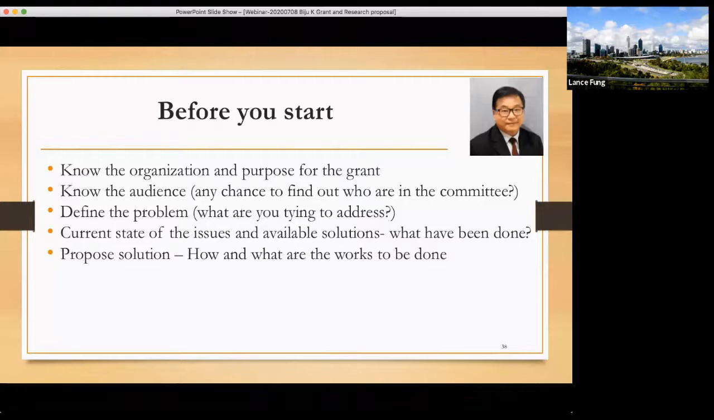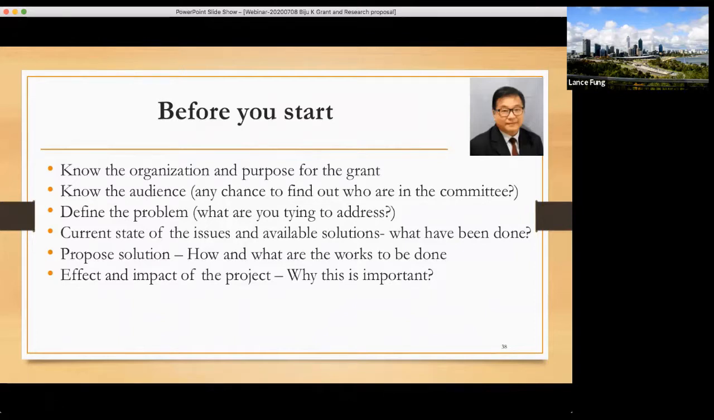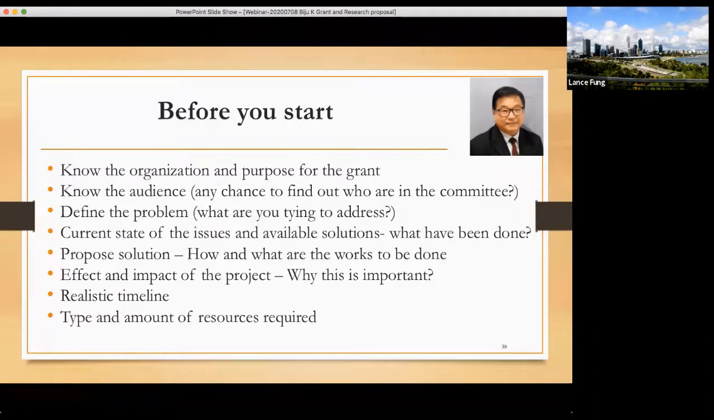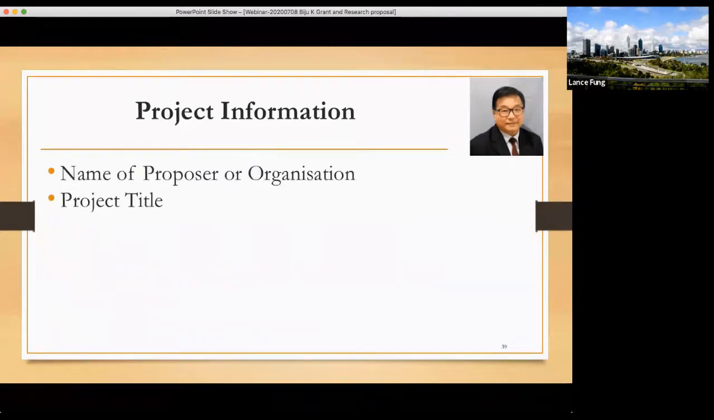What is the current state of the issues? What have other people done about it? What is the proposed solution, and how are you going to work on that? It is very important to explain how you see the impact and effects of your project. When it is completed, you may hope to bring clean water to the village, or electricity and light to the village, and you may also need to specify how many people are expected to benefit from your project. You need to be realistic with the timeline, and also spell out all the resources required. So these are the project information.